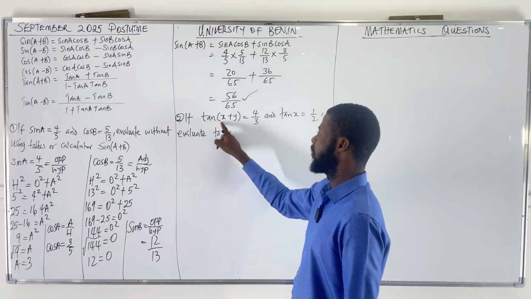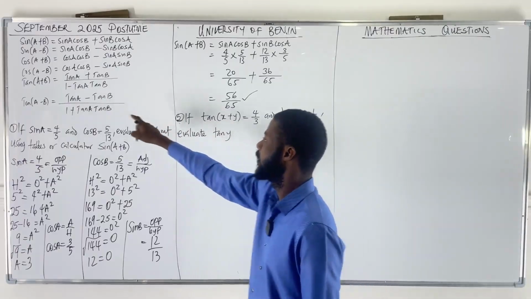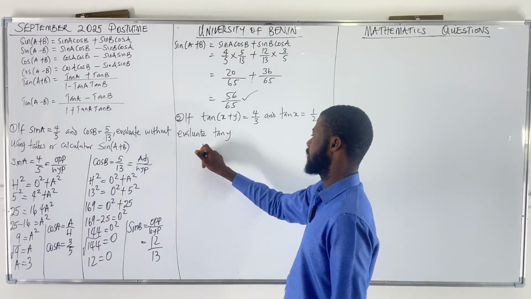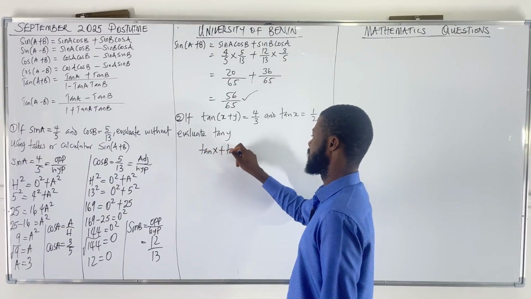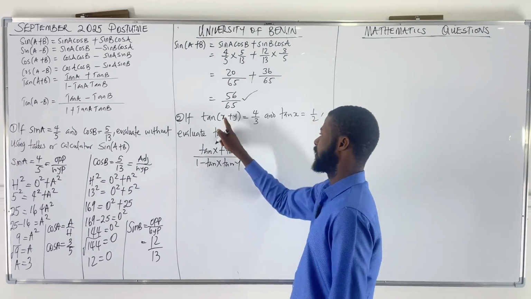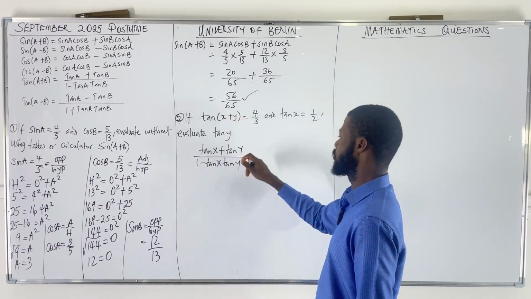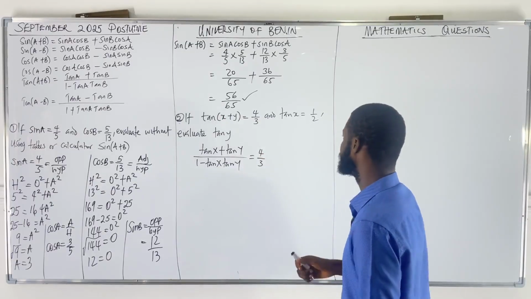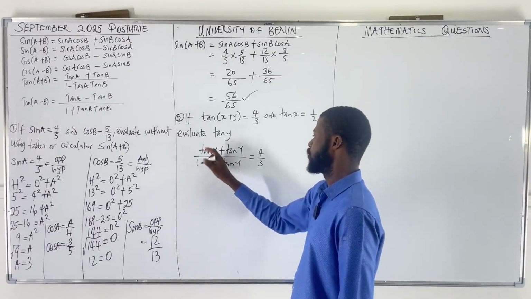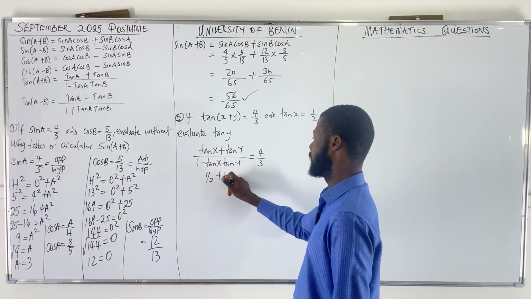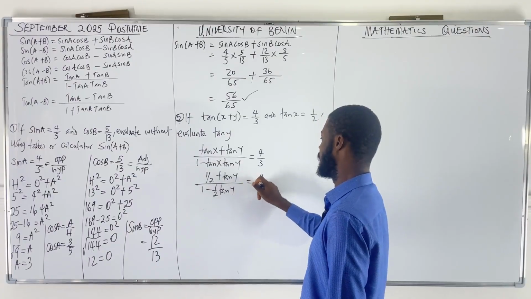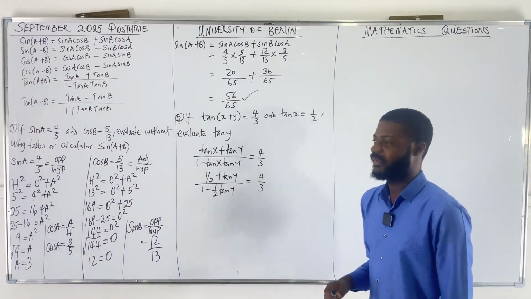So first of all, the formula for tan(x + y) is the same as tan(A + B). So tan(x + y) can be broken down as tan x plus tan y, divided by 1 minus tan x tan y. And they said it's equal to 4 over 3. Now we have it that tan x is equal to half. So this will then become half plus tan y, divided by 1 minus half tan y, which is equal to 4 over 3.